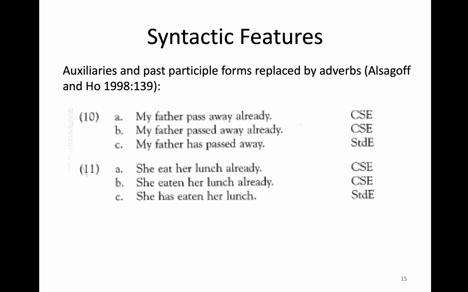Just to summarize some of the syntactic features. In the colloquial Singaporean English, which is what CSE stands for on this slide, which is sort of a posher way of calling Singlish, you tend to get auxiliaries and past participles being used less and being replaced by adverbs. So instead of something like my father passed away or my father has passed away, in Singlish you'll tend to get things like my father passed away already, where the verb is just in its bare form, no auxiliary, no past tense marker, but the past tense meaning is given by the presence of already at the end of the sentence.